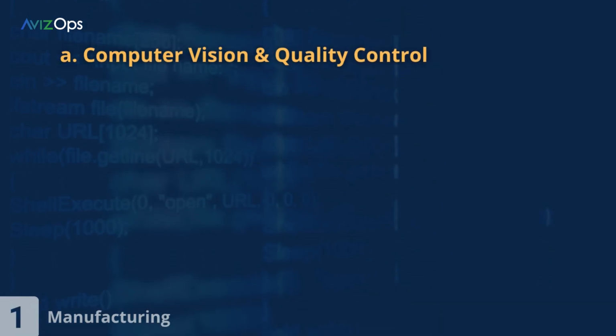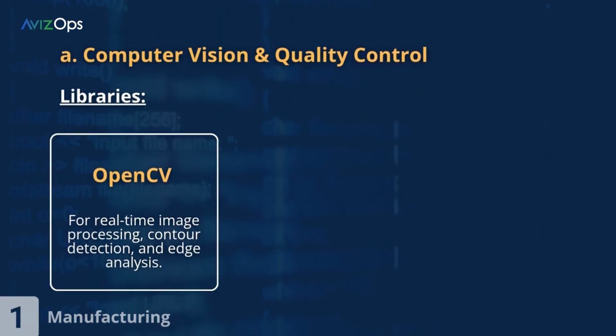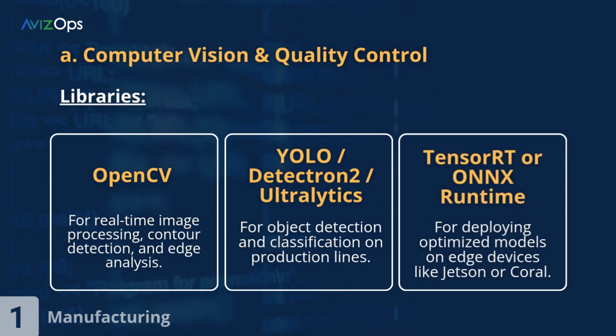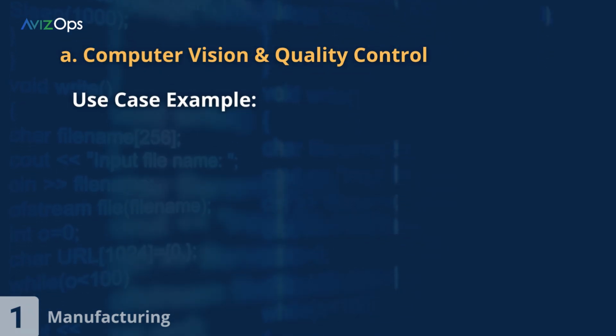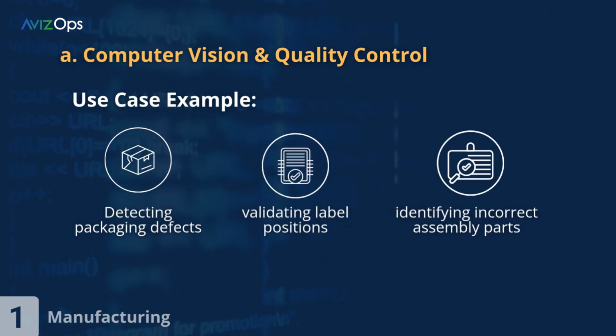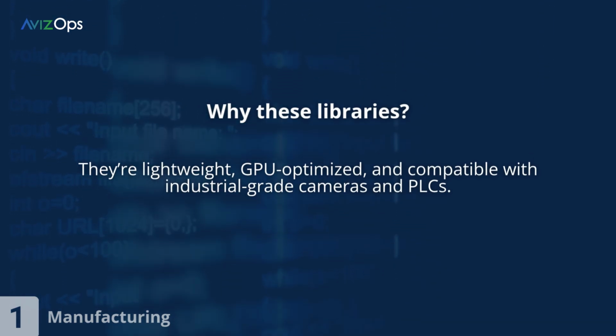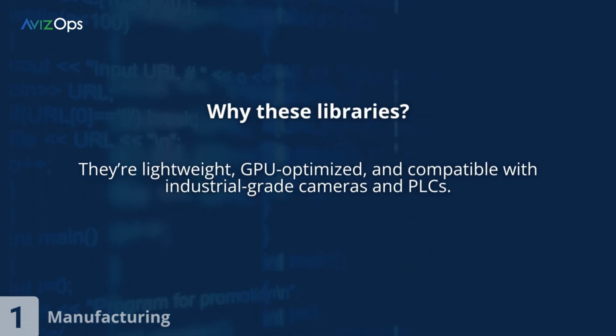For computer vision and quality control, libraries like OpenCV, for real-time image processing, contour detection, and edge analysis. YOLO, Detectron2, Ultralytics, for object detection and classification on production lines. TensorRT or ONNX Runtime, for deploying optimized models on edge devices like Jetson or Coral. Use case example, detecting packaging defects, validating label positions, or identifying incorrect assembly parts. Why these libraries? They're lightweight, GPU optimized, and compatible with industrial-grade cameras and PLCs.